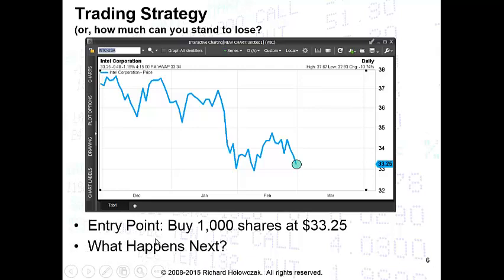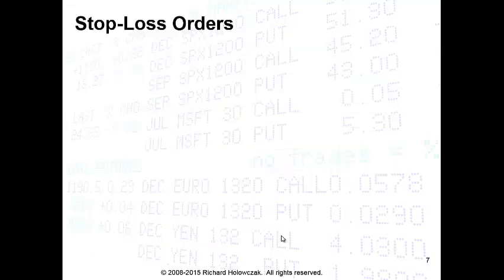Well, what can happen next? We might get very lucky, and the stock may take off in price. It may just head way up, and our entry point will be very, very profitable. We'll be executing a long strategy here, and we can profit from that. But what if the stock continues to slide down in price? Then we're going to take a loss on our position. Question is, how can we limit the losses?